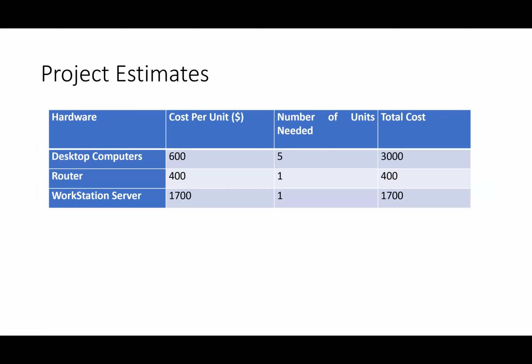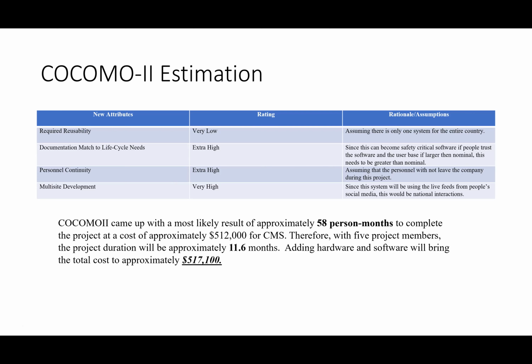So the hardware estimates, we're looking into desktop computers for each member, which would cost about a total of $3,000, a router, which would be about $400, and a workstation server, which would be about $1,700, which is where the numbers come from, which get added on to the labor costs, which is a total of $517,100.